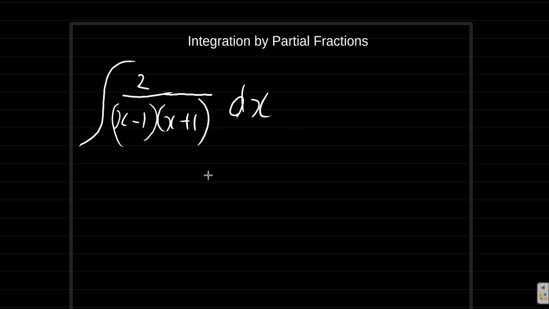So here we have linear factors in the denominator. That means x minus 1 is linear. If it was x squared minus 1, it would be quadratic. If it was x cubed minus 1, it would be cubic and so on. But it's linear, x minus 1 and x plus 1. So what we want to do is find the partial fractions, right?